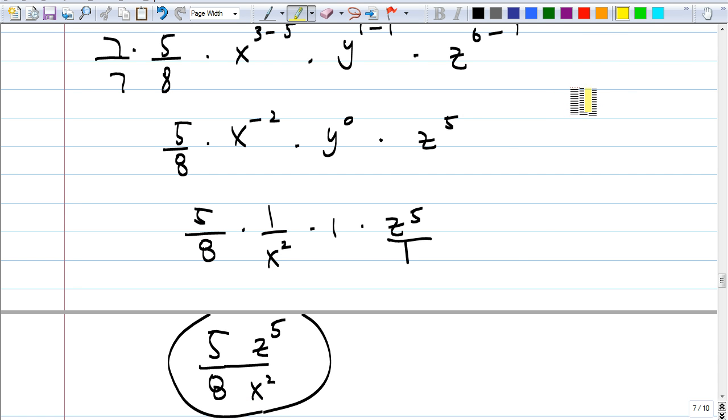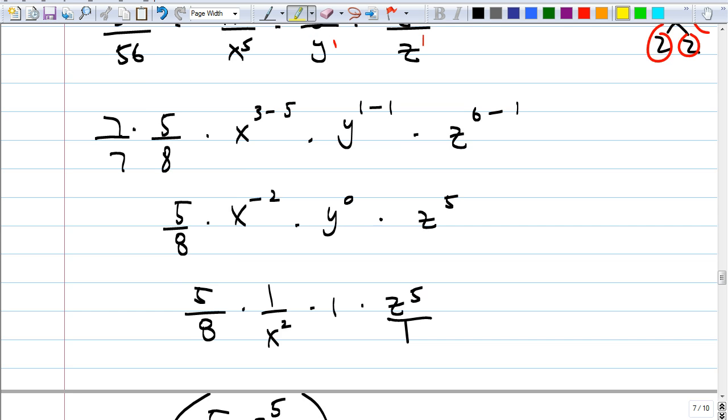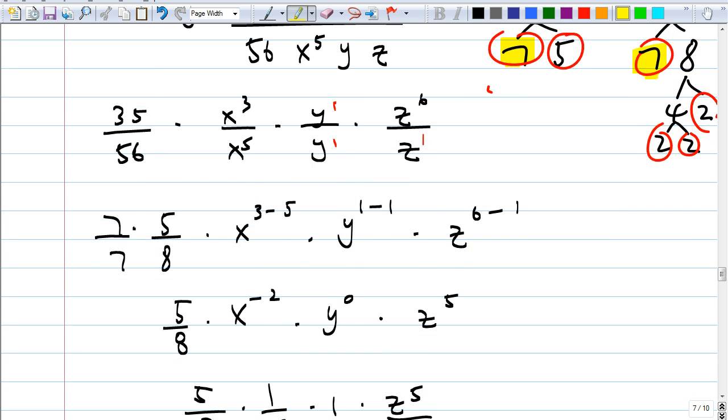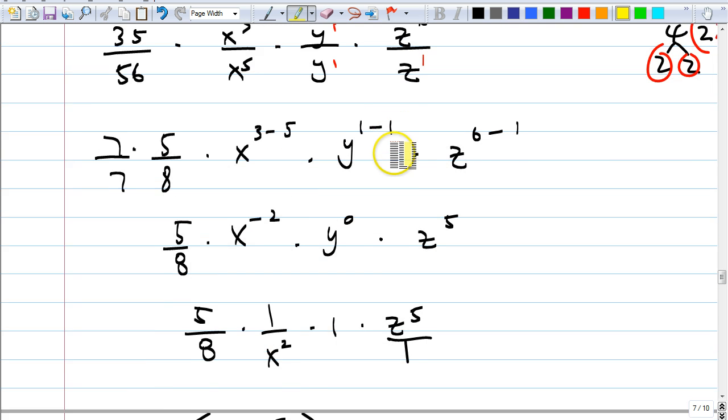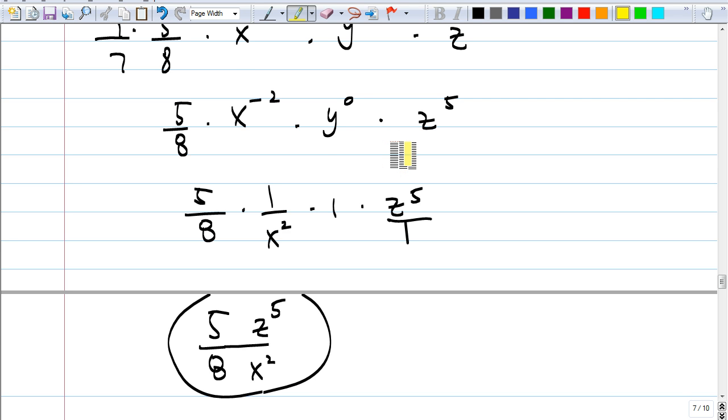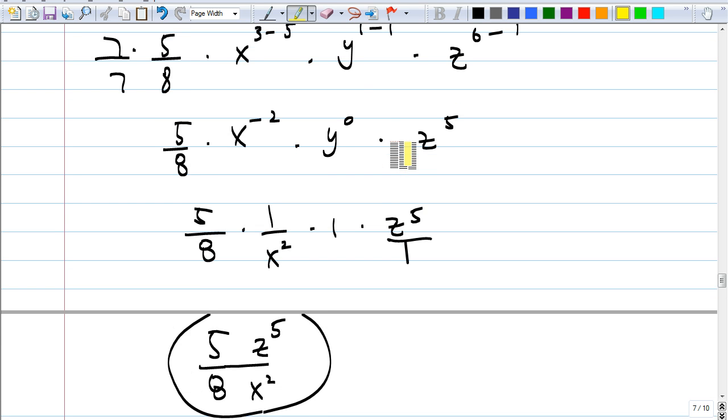Oh, good question. Class, do we need to write down the restriction? So if it said on your homework, assume that no denominator is 0, then you don't need to. If it did say it, then guess what? You have 3 restrictions. X cannot be 0, Y cannot be 0, or Z cannot be 0. Is that okay?